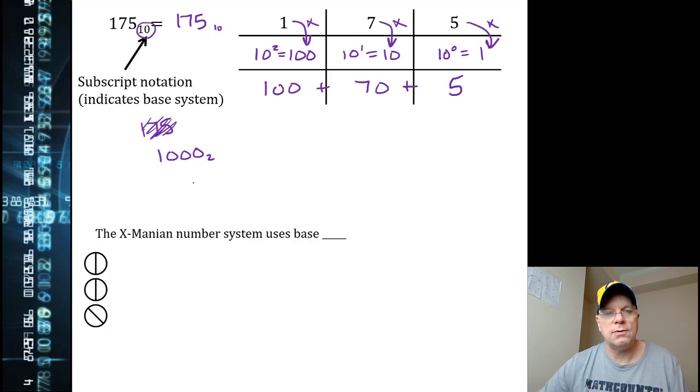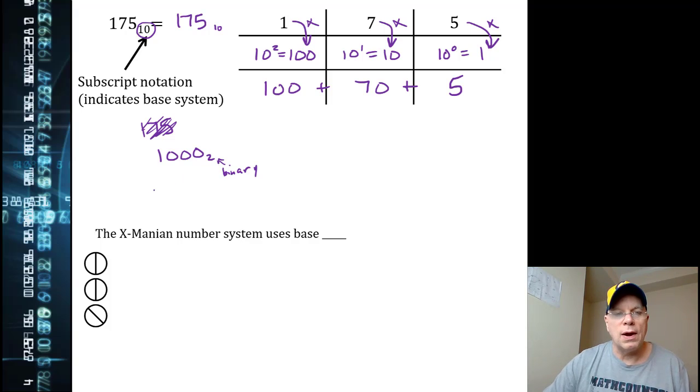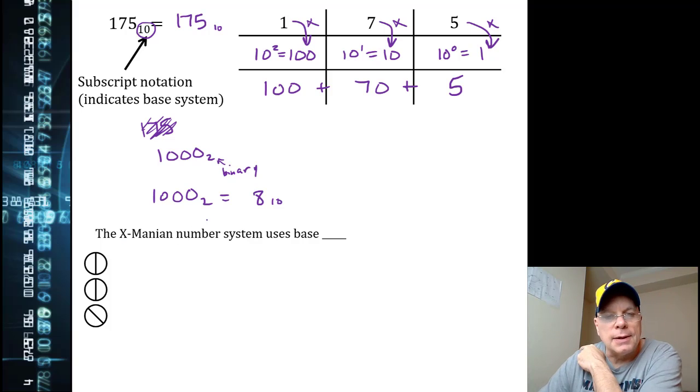You might say, well, how is that 8? This is binary. We're going to learn that tomorrow on Friday. But the subscript would tell you the base number system. 1,000 in base 2 equals 8 in base 10. You'll experience that tomorrow. But just know that the subscript indicates the base number. All right. The X-Mania number system uses base 6. We've already explored and discovered and understood that.